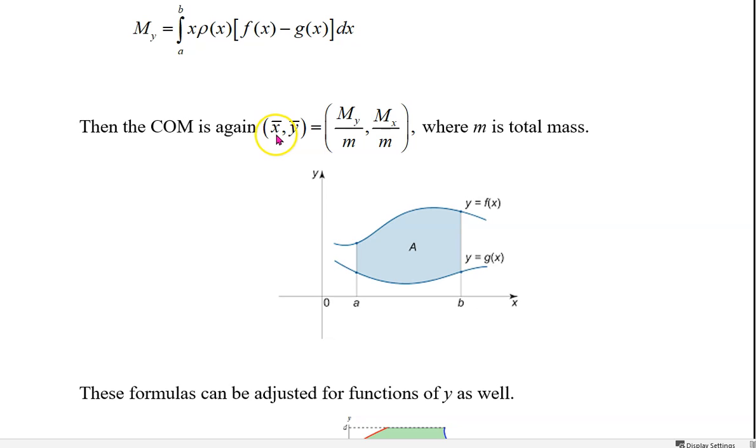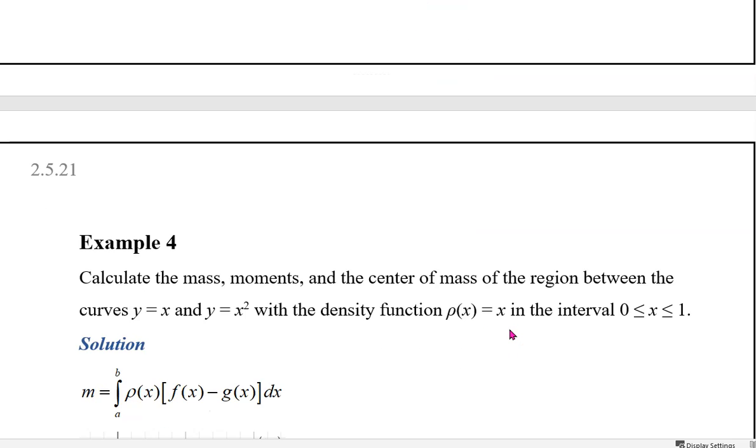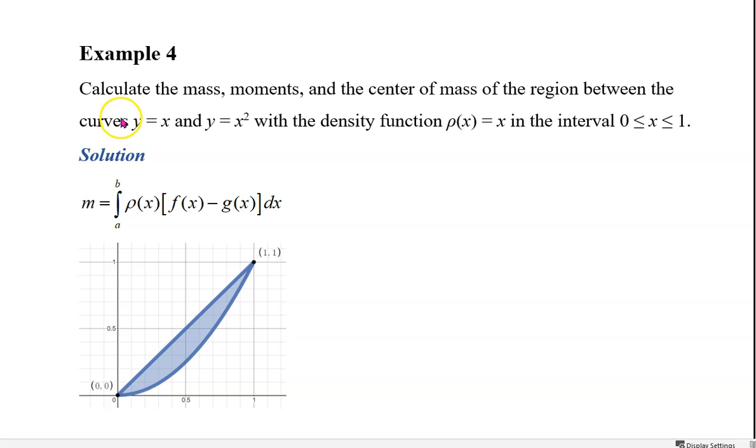The center of mass would again be x bar, y bar, the total moment divided by total mass. If we have a function of x, it will look like this. If we have a function of y, it will look like this, where they're left and right instead of above and below. Let's work example 4.